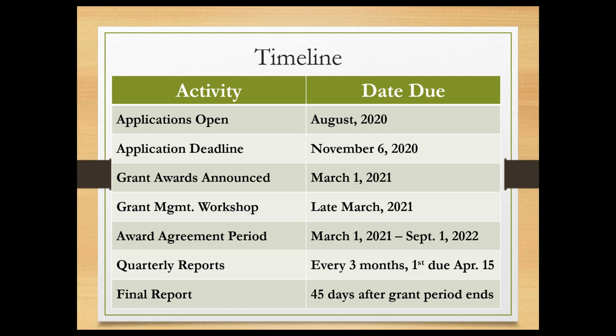If you're awarded a grant, you'll also be submitting quarterly reports every 3 months. Your first one will be due on April 15th. That'll be a partial month, but then after that, it's every 3 months. And then you will have a final report at the end of your grant project that will be due no later than 45 days after your grant period ends.